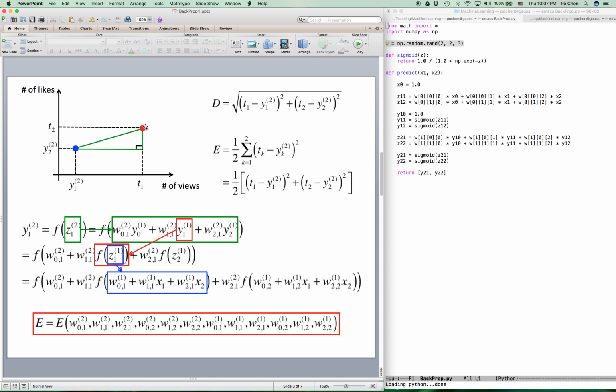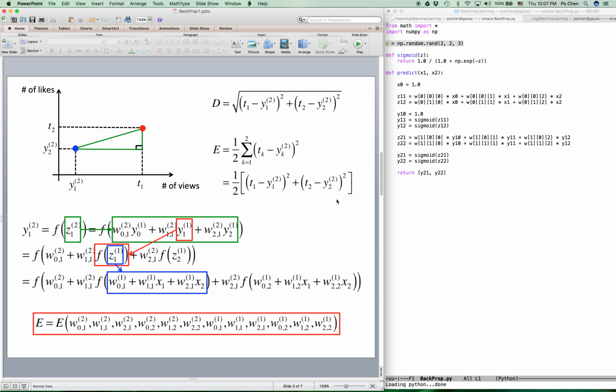So now we have an expression for the error. Let's take a closer look at what this expression actually means. Here T1 and T2 are ground truth, right? They are given, so they are fixed numbers. In our example, T1 equals 10 and T2 equals 1. Those are constants. And then Y21 and Y22 are outputs generated by our neural network, right?